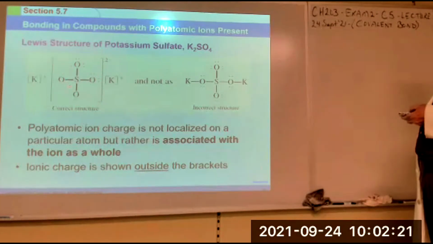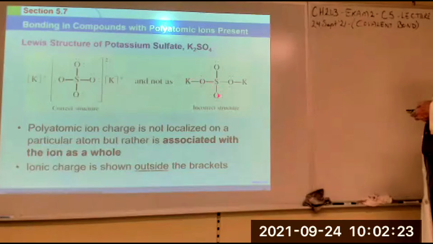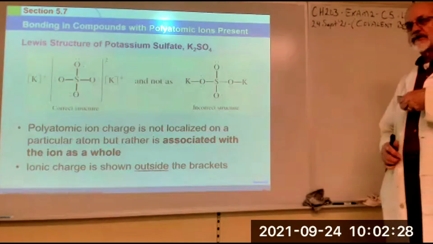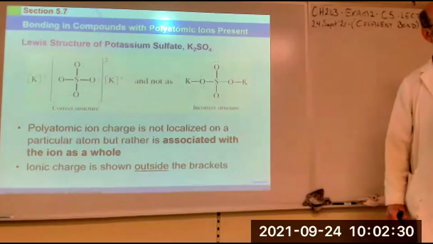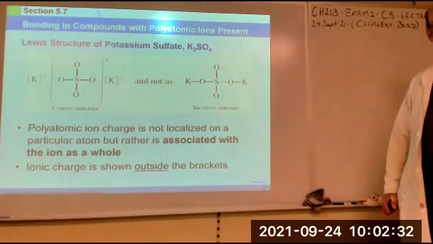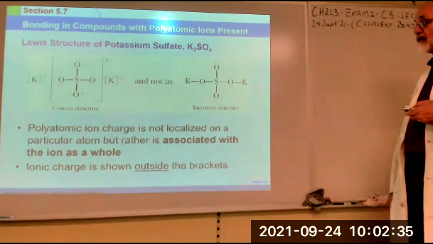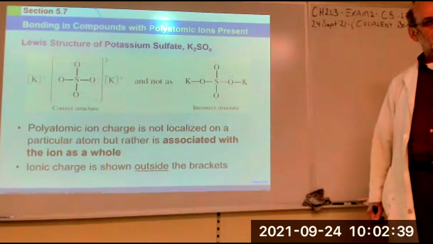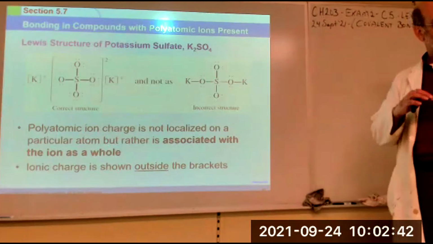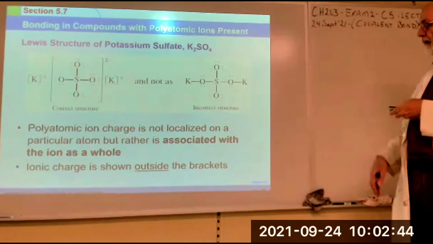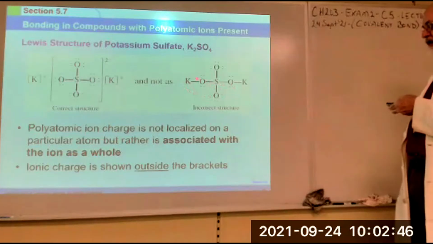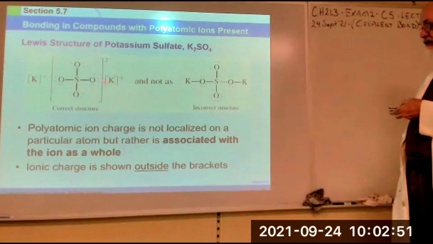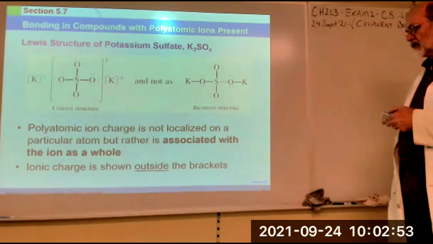That's a correct structure. This is not a correct structure. So when you're doing a Lewis dot structure for an ionic compound, you have to transfer electrons completely. And then you may also have a covalent structure built into it. So this is a mixture. This is not valid because these are not covalent bonds. Those are ions. This is an ion. That's the correct structure.